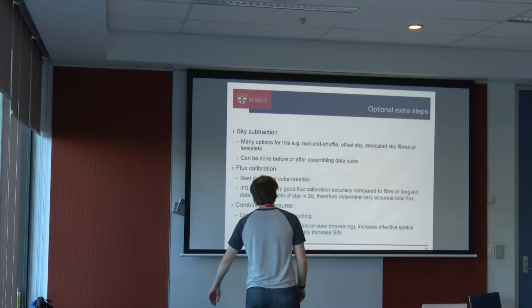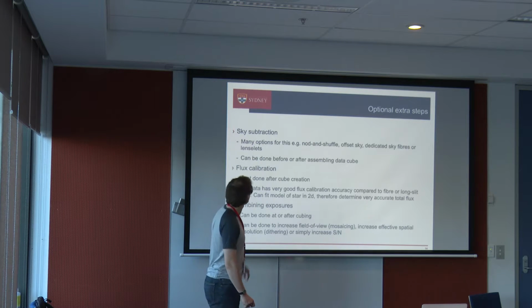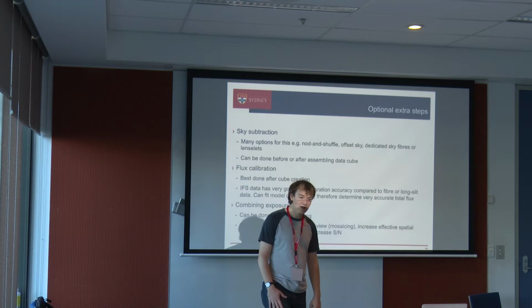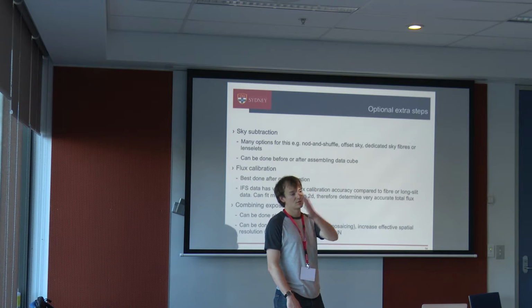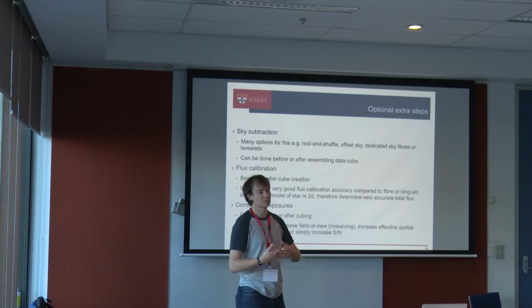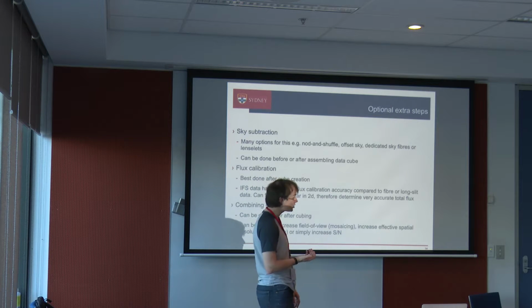So at that point you've got your data cube. There are a few optional extra steps you may want to take. You probably want to do some sort of sky subtraction. You can do that at the cube stage. You might observe your target, switch to observing the sky, make a target cube, make a sky cube, and simply subtract the two, processing the sky cube in exactly the same way you do the target cube.